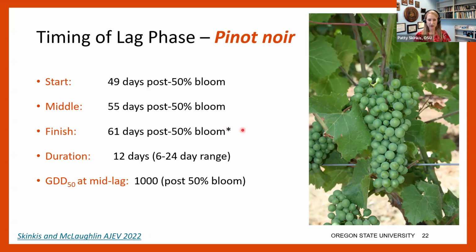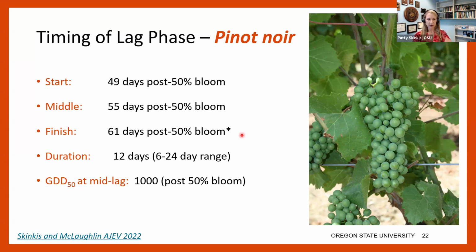Now there's an asterisk here for the 61 days because no matter the year, by the time we hit 60 or 61 days, that was the most consistent signal that we were done with lag. That's when we saw the start of veraison.